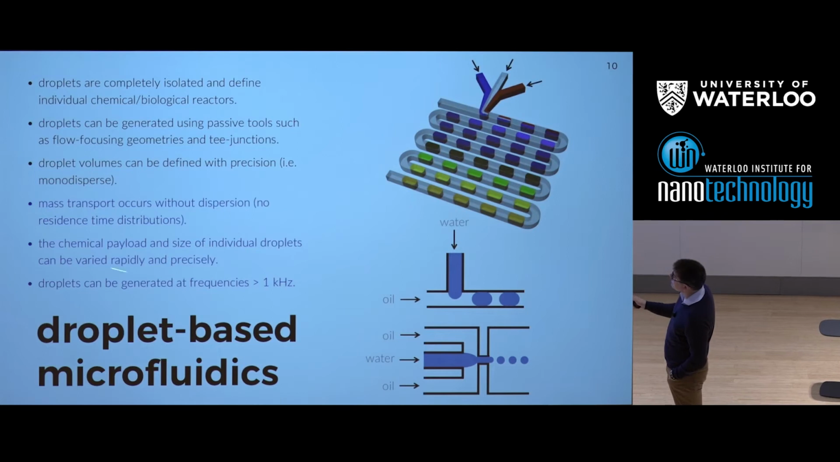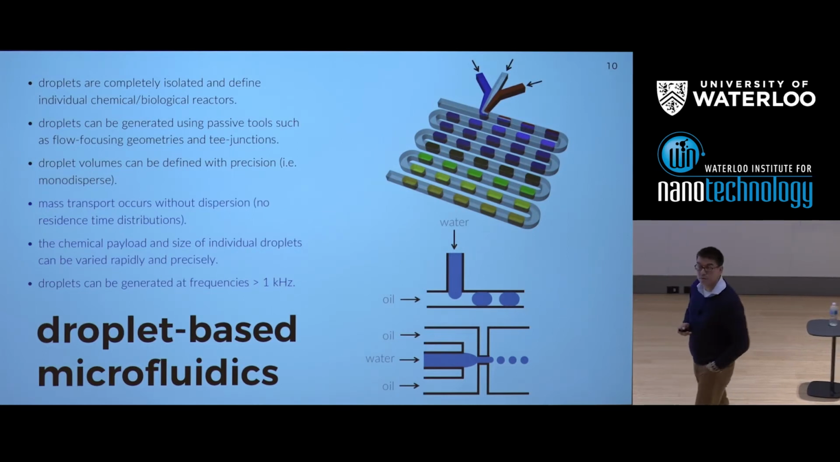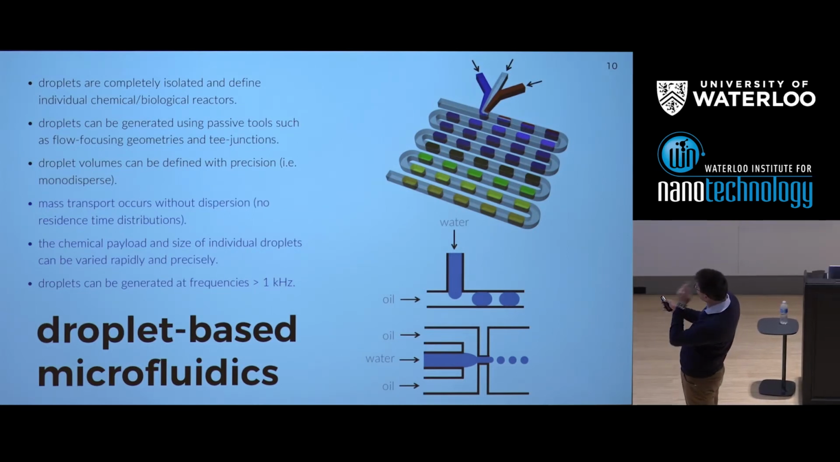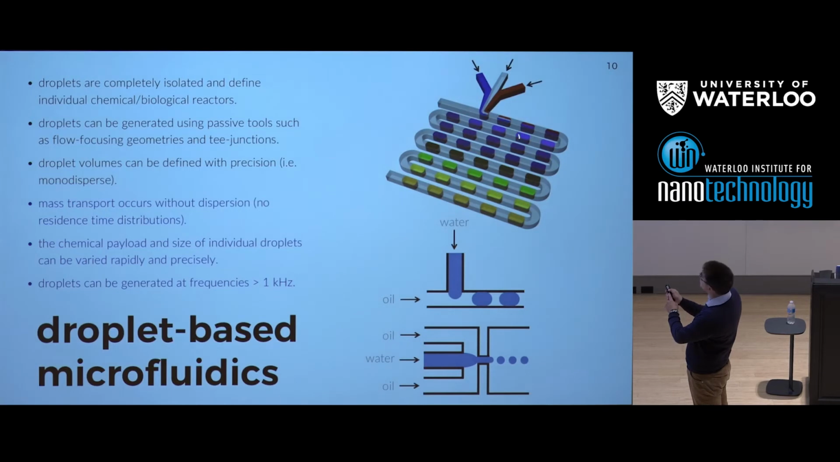Secondly, we can vary the chemical payload of our droplets. I'll show you an example in a second, but essentially, for example, in this cartoon here, by varying the flow rates of these three input laminar flows, we can control what goes into each of these droplets. So we can create different experiments.